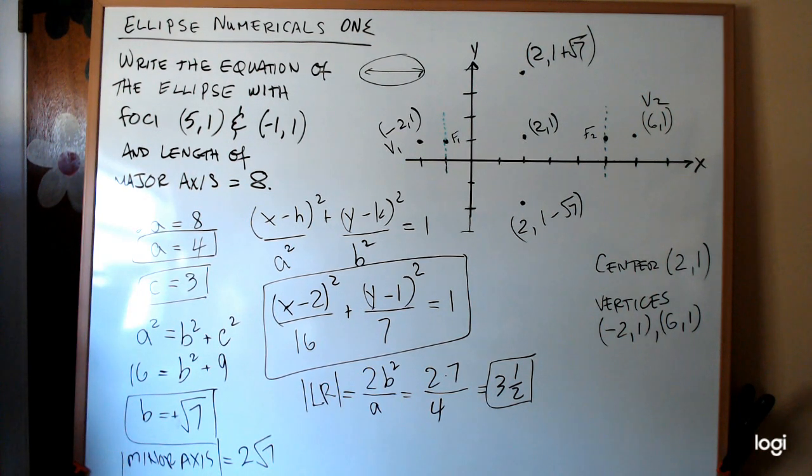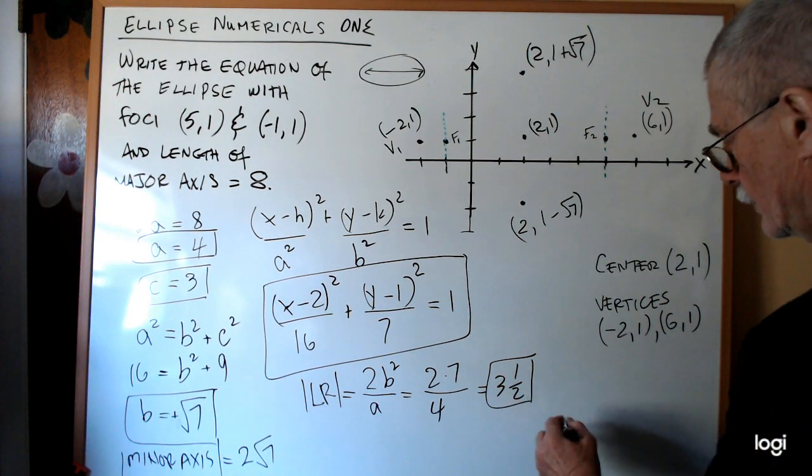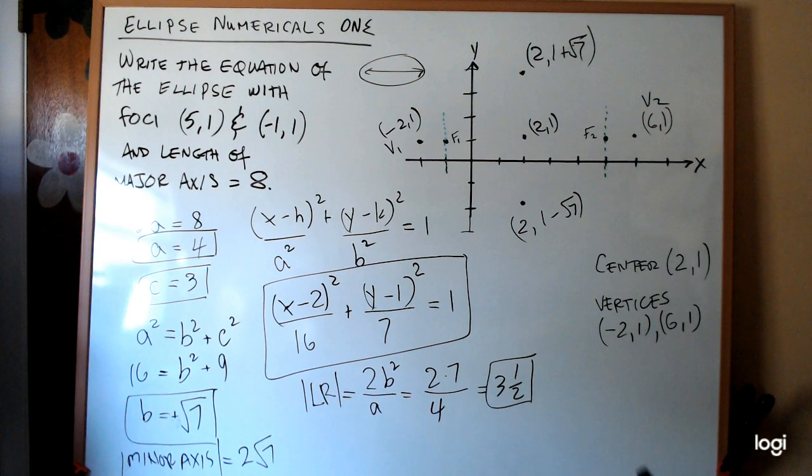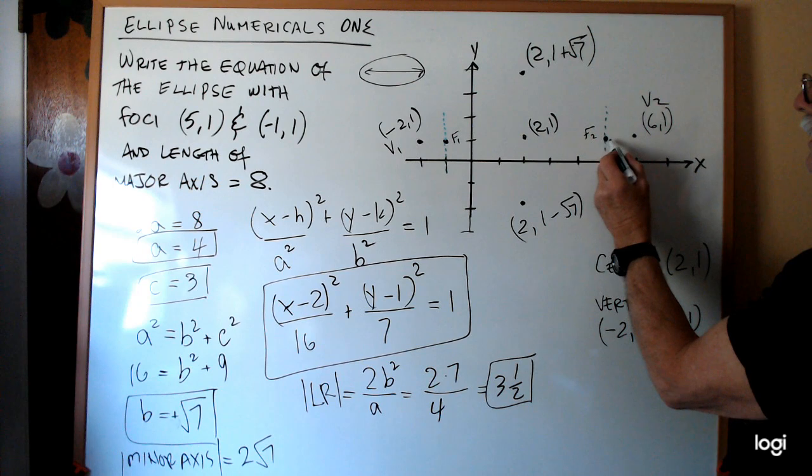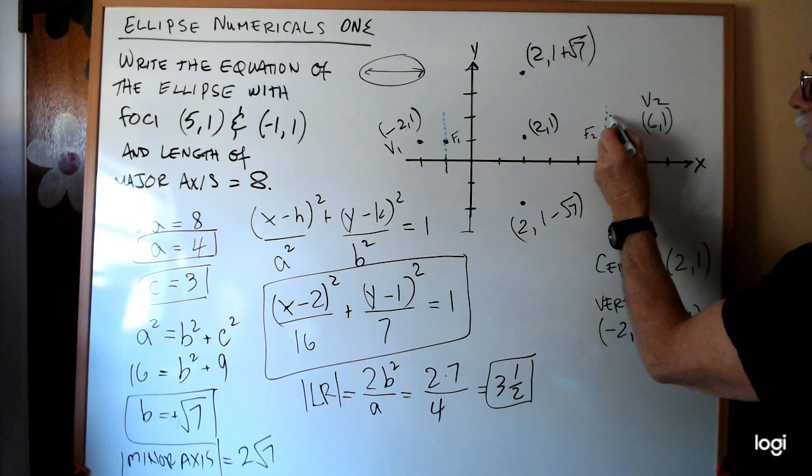I'm going to go up half that amount. What's half of this? Half of this would be 7/4. I'm going to go up about 1 3/4 and down about 1 3/4 from the foci. So let's just try and approximate that. I'll put a green dot there. This is one of the foci. I go up a full unit.